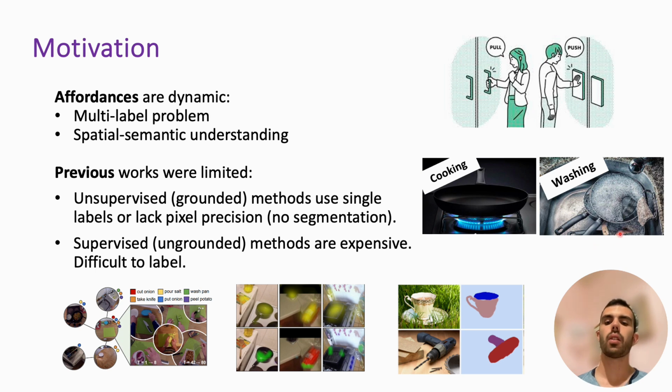Though the interest of the computer vision community in affordances is not new, previous works were limited by the amount of information that they were able to extract from the scene. For example, unsupervised methods, which learn by watching interactions, use single labels or lack pixel-wise precision. On the other hand, supervised methods are expensive, since they are very difficult and costly to label.